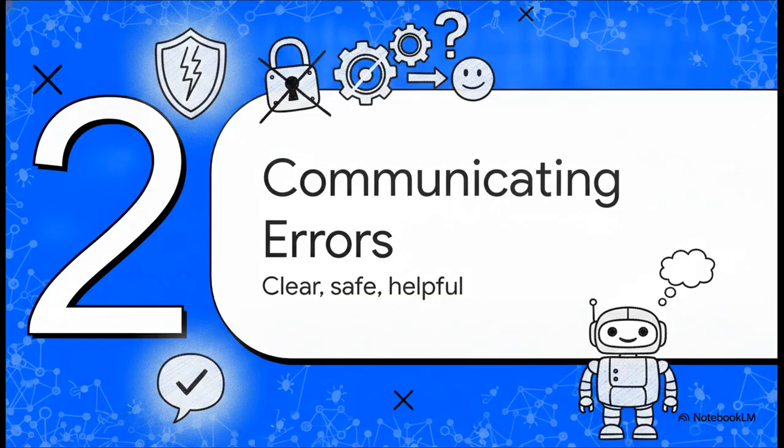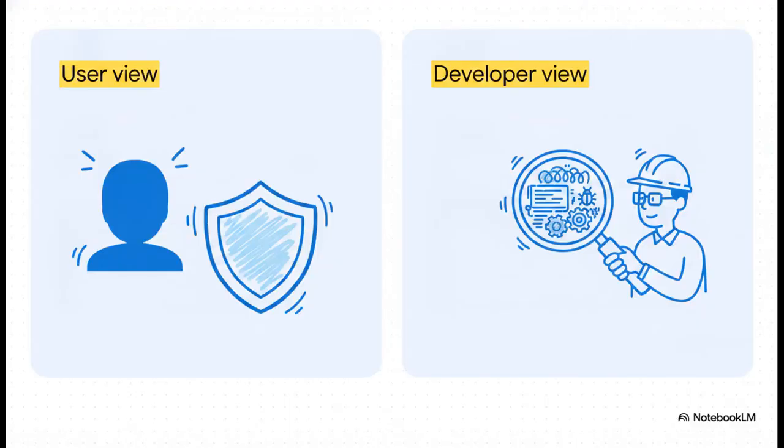Section 2. Communicating errors effectively. Okay, let's talk about how we actually communicate these errors, because user-facing messages need to be clear, safe, and helpful. If your database crashes, the user should simply see something like, "We couldn't generate your report right now, please try again later." They absolutely do not need to know that a SQL constraint violation occurred. Leaking internal details like that just confuses people, or worse, gives a malicious attacker a roadmap.